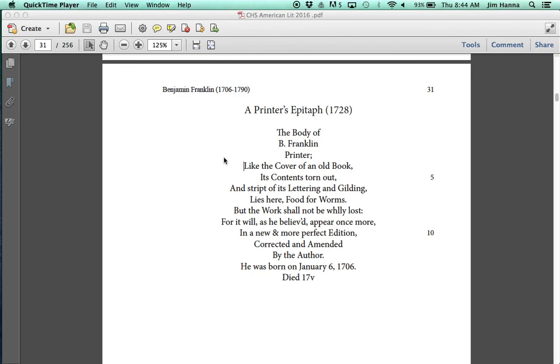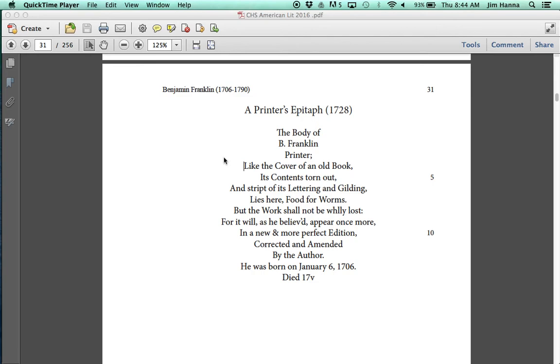Hopefully by now you have read A Printer's Epitaph. That's pictured here. It's on page 31 of your anthology. If you haven't read it yet, I'd suggest pausing this, going to your book and reading it, or hey, you can just read the one that's right here in front of you. So take a second and do that if you haven't already.